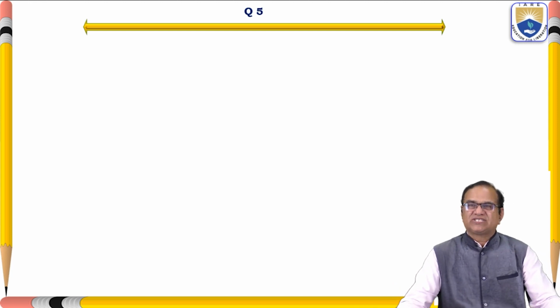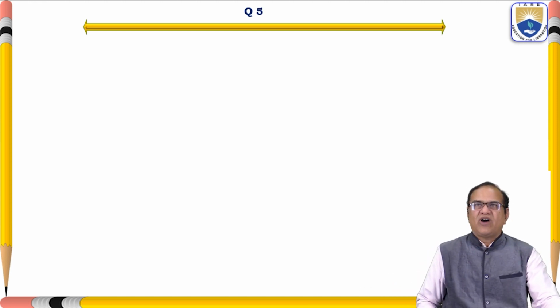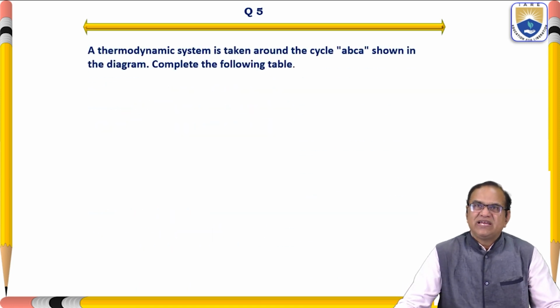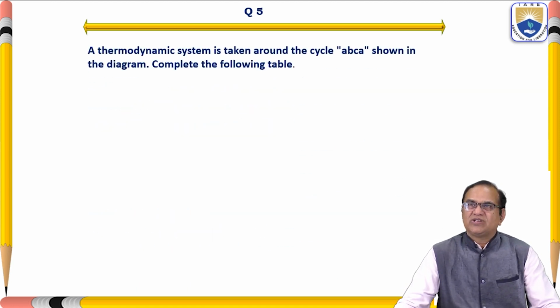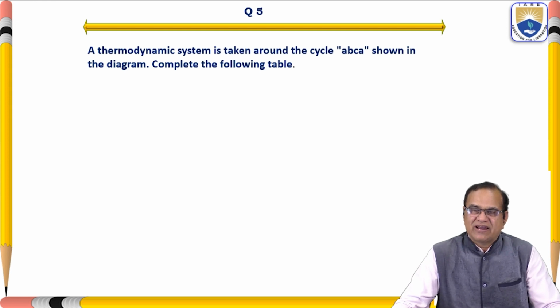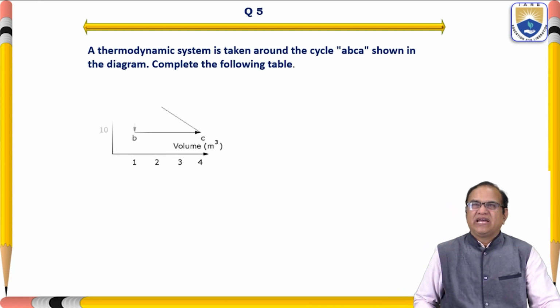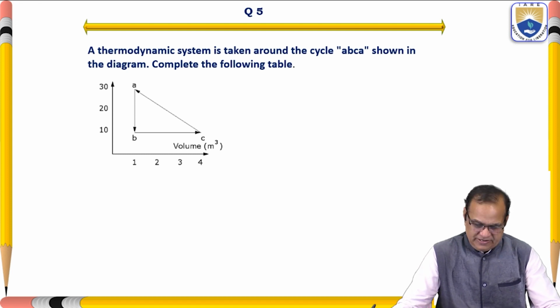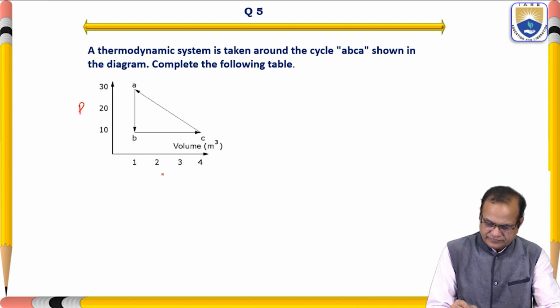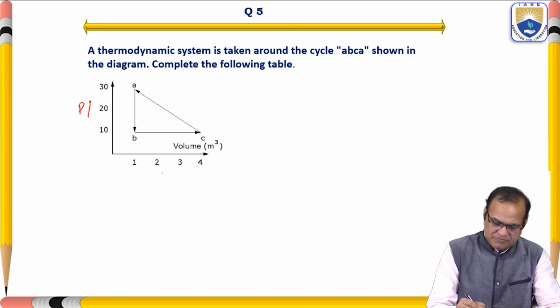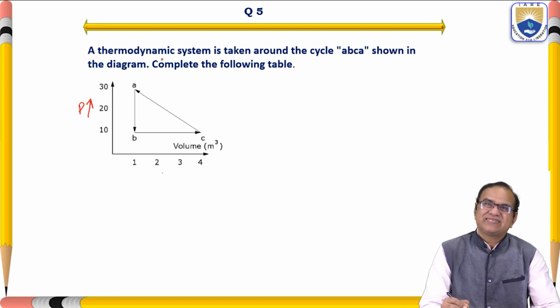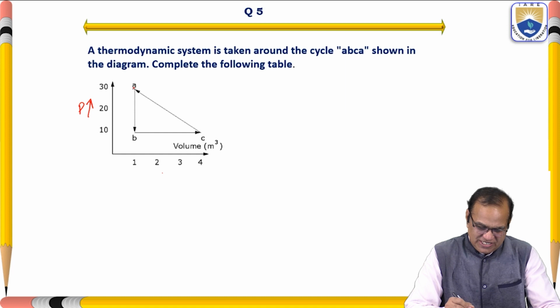Now I will go for the next question, that is question number 5. So what is the question? A thermodynamic system is taken around the cycle ABCA shown in the diagram. Complete the following table. So this is the PV diagram, here this is the pressure and here is the volume. The same type of question is here, but we have to see some more properties. Here it is 30 and here is a 10.